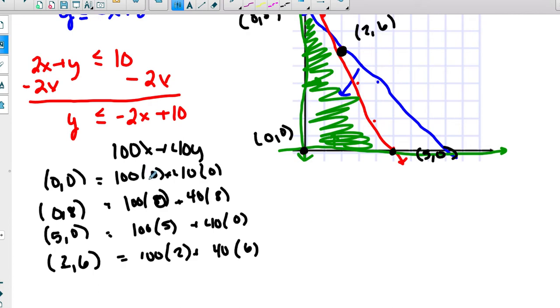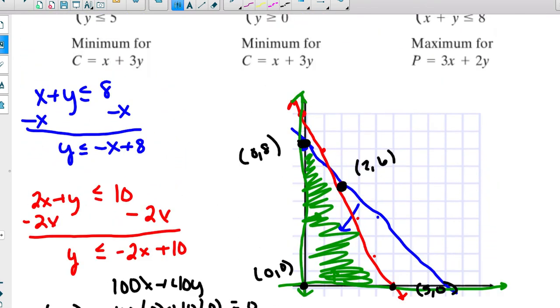100 times 0 is 0. 40 times 0 is 0. 100 times 0 is 0. 40 times 8 is 320. 100 times 5 is 500. 40 times 0 is 0, so this is 500. 100 times 2 is 200, plus 40 times 6, which is 240. So 200 plus 240 is 440.